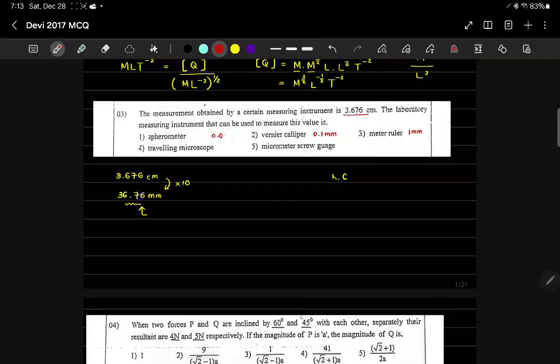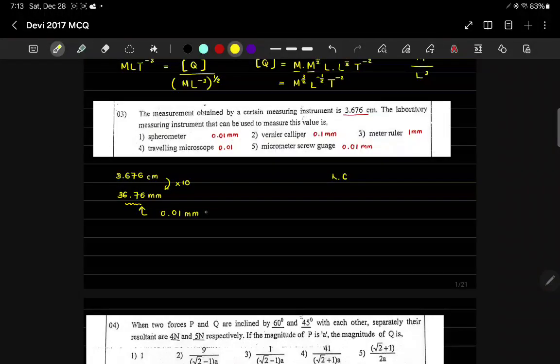What is the least count of a spherometer? 0.01. Similarly, traveling microscope and micrometer screw gauge also, the least count is generally 0.01. Now, since this reading is up to two decimal places, the least count of this measuring instrument should be definitely 0.01 millimeter.